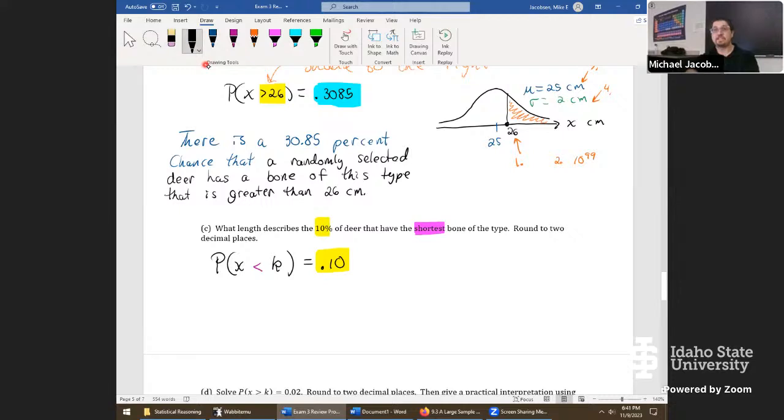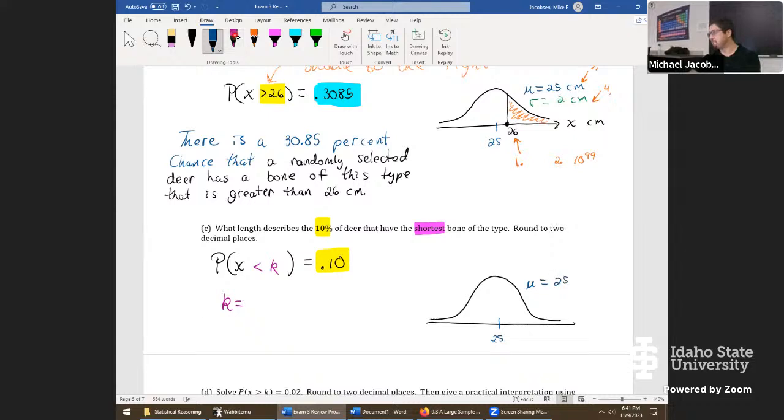That's finally the full probability statement. And our whole goal now is we want to solve for K. So back to another normal distribution. Takes just a moment to fill this out.